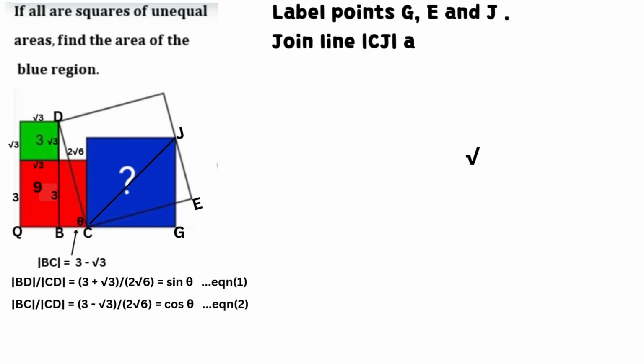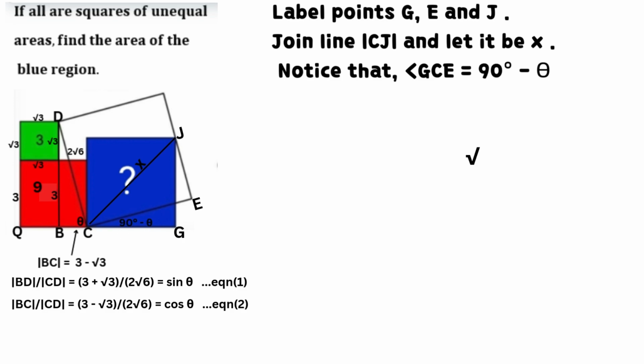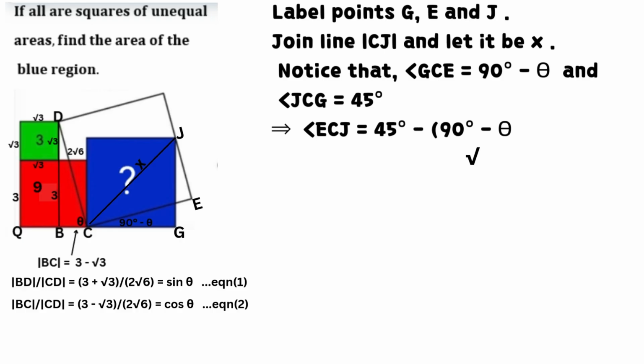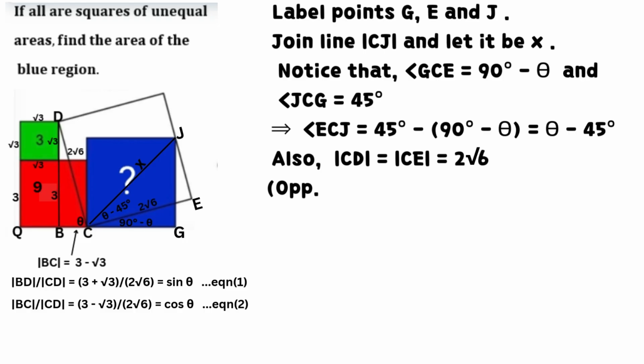Label points G, E, and J. Join line CJ and let it be X. Notice that angle GCD equals 90 degrees minus theta and angle JCG equals 45 degrees. This implies that angle ECJ equals theta minus 45 degrees. Also, line CD equals line CE, which equals 2 times the square root of 6. The reason is that opposite side lengths of a square are equal.